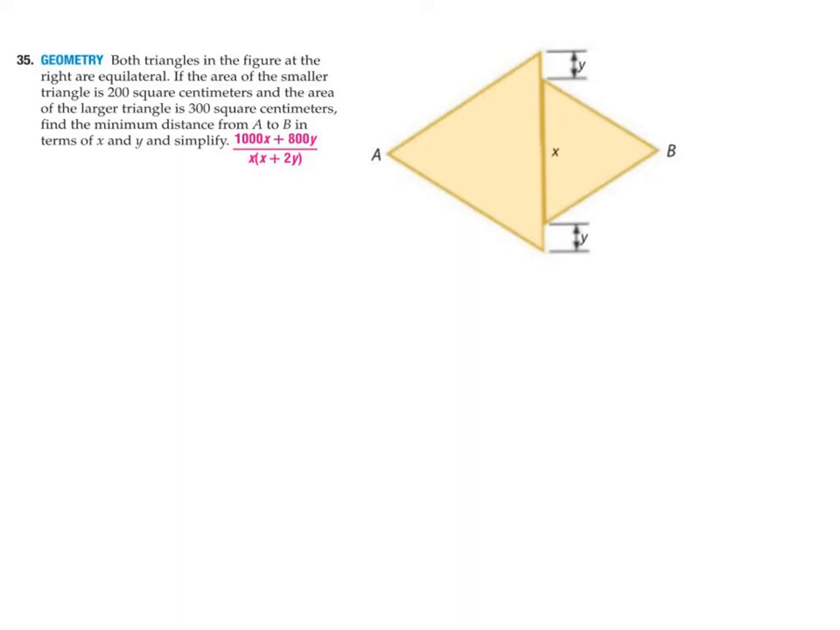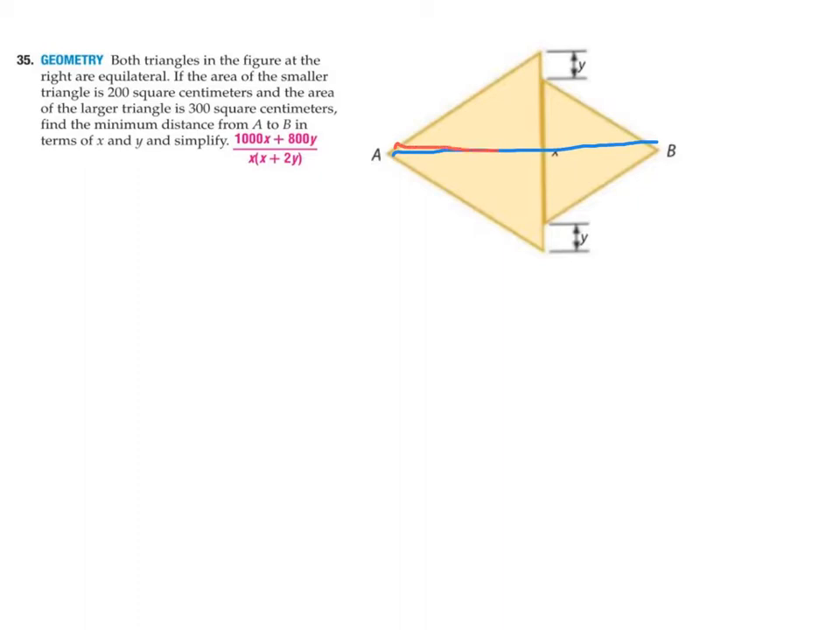Problem 35, we're asked to find the minimum distance between A and B, which are two points on equilateral triangles given to us. So we're looking for that distance that I have marked in blue. Now, the best way to approach this is to break that blue piece down into two separate pieces.